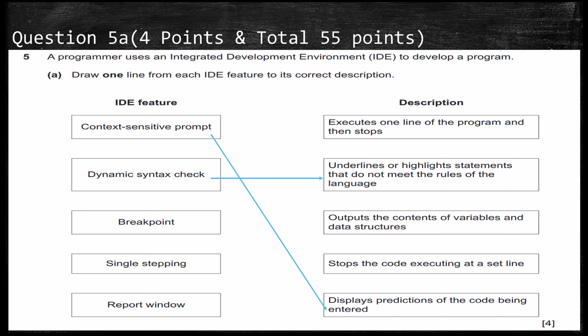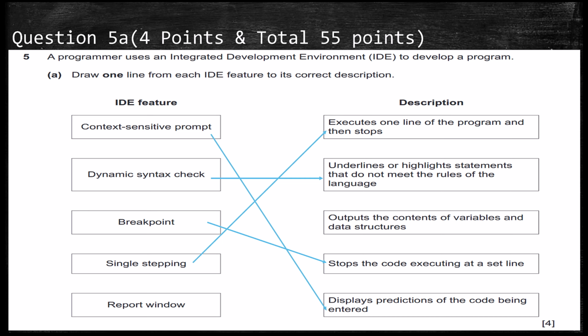A breakpoint, probably heavily underutilized. This is when it stops the code executing at a set line. That way you can check the report window and see what your variables are. You can also use the report window with single stepping. What does single mean? It means one, executes one line of the program at a time. When that one line is done, it then pauses your program. It doesn't necessarily stop. Stop makes it sound like the program's actually closing. What it really means is it pauses.